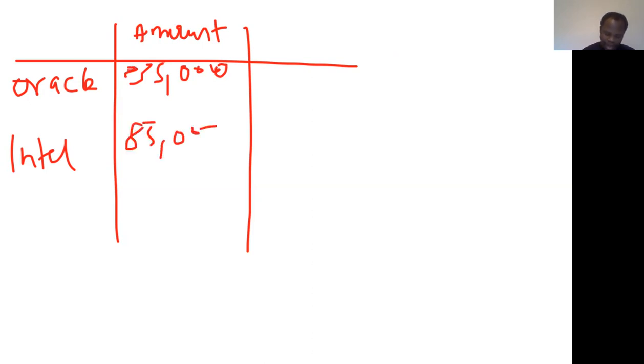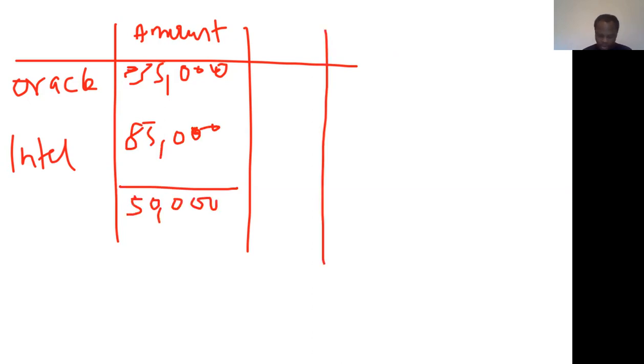So when I add up the two, minus 35 plus 85 will give you 50. So the total is 50, and then we can find our weights. The weight for Oracle is minus 35 divided by 50, which gives you minus 0.7, and Intel is 85 divided by 50, which gives you 1.7. When you sum up the weights, it equals 1.